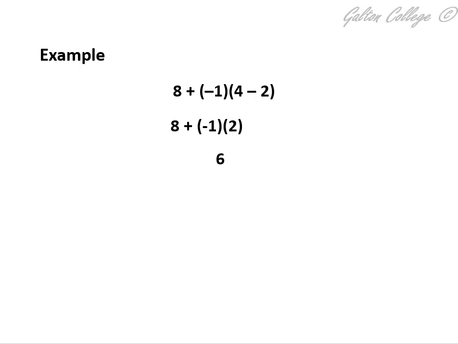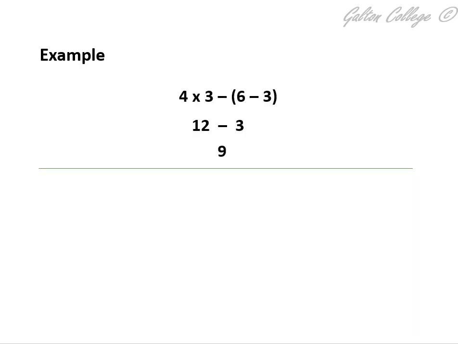No matter what, you do inside the brackets first. Keep saying it. 4 times 3 is 12. Take away 6 minus 3. 6 minus 3 is 3. Take away minus 3 is 9.